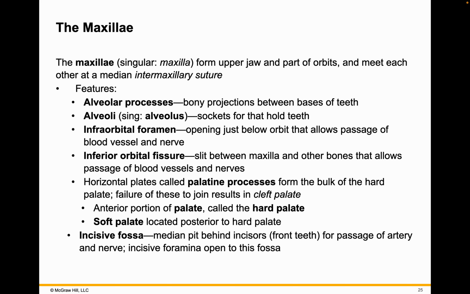Horizontal plates called palatine processes form the bulk of the hard palate. When those don't fuse, we get what's known as cleft palate. The anterior portion of the palate is called the hard palate. The soft palate is posterior to the hard palate. The incisive fossa is a median pit behind the incisors, which are the front teeth, and that's a passageway for arteries and nerves. Incisive foramina open to this fossa.